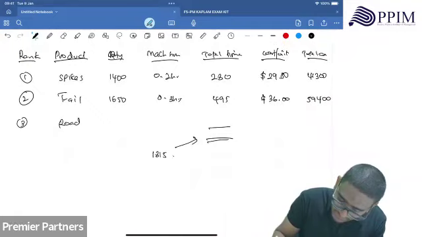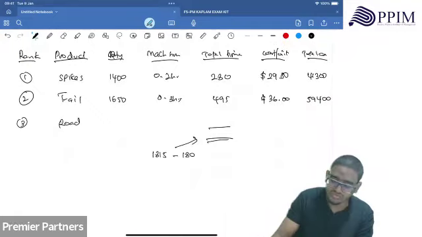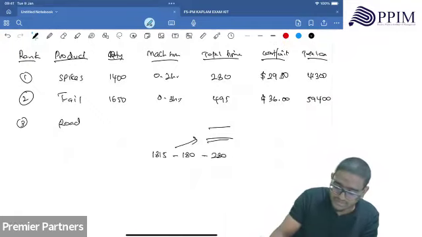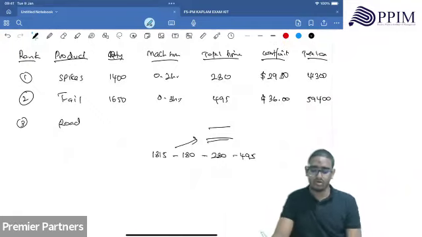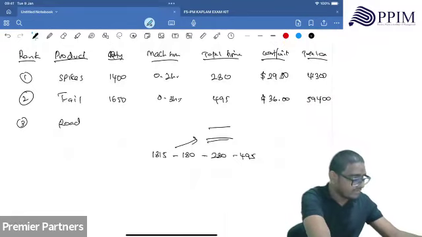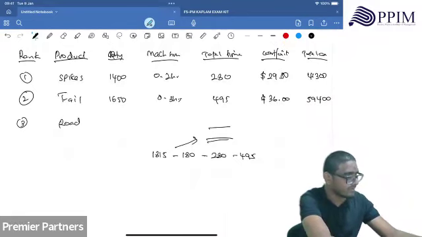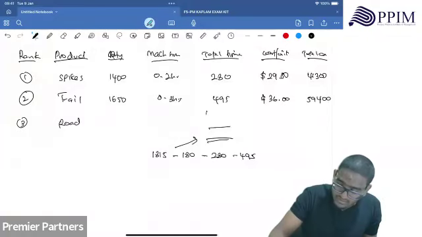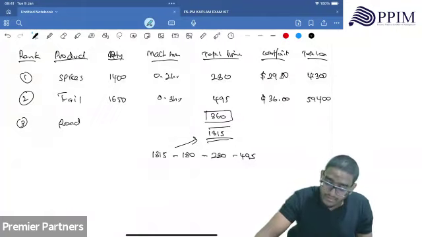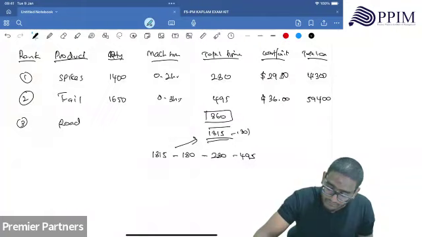So 1,815 minus 180 hours that you use for Run Wild, minus 280 hours for spikes, minus 495 for road. How much do you get there? 1815 minus 180 minus 495 minus 280. 860. So the balancing figure is 860 to ensure that you get 1,815 minus 180.